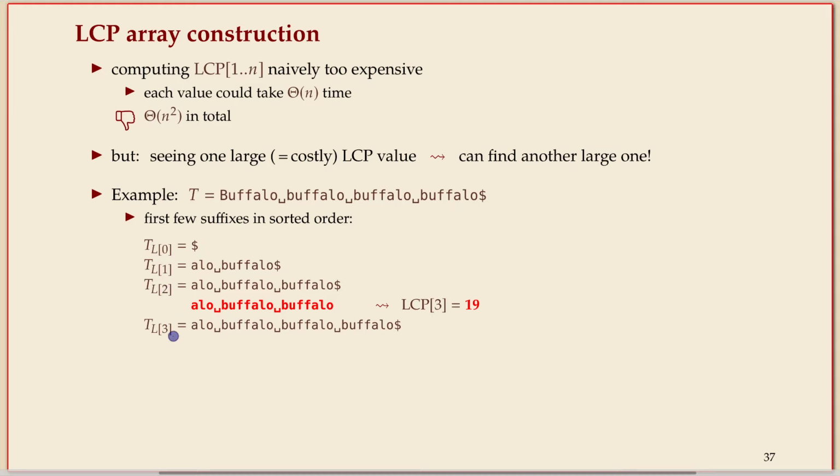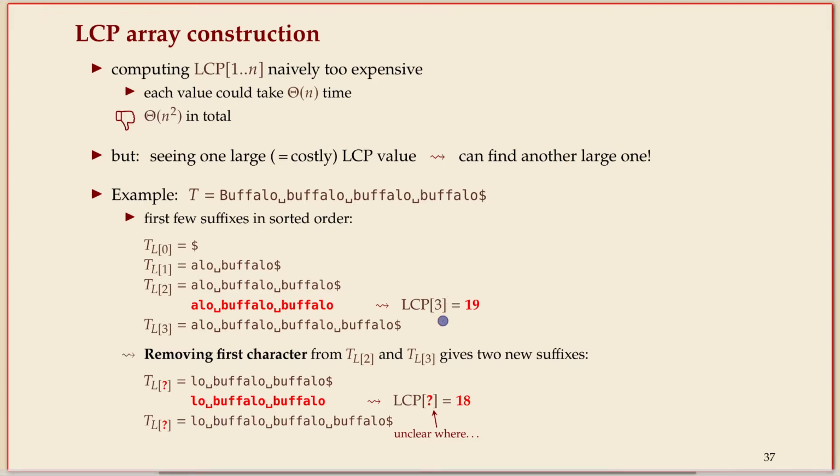Suppose you've constructed some of the suffixes in sorted order. That's the first suffix, and that's the next in lexicographic order after this one. And these two, you would now like to know the longest common prefix. So all right, here you go. They are pretty much identical up to the dollar. So that would have been an LCP value that you would have to pay for a lot, because you need to compare all those characters.